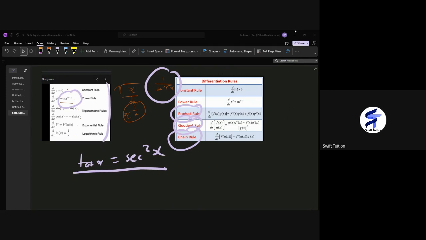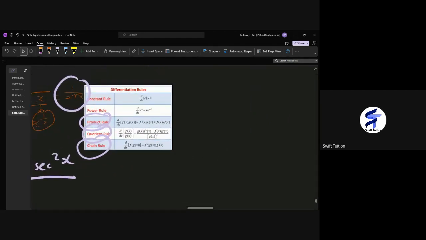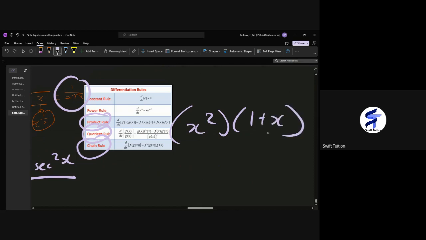So let me talk about that. Quotient just means divided, product just means multiplied, right? What does this basically mean? Let's say you are given a function that is x squared. And this function is being multiplied by another function, which is going to be 1 plus x, right? These are the product of two functions.